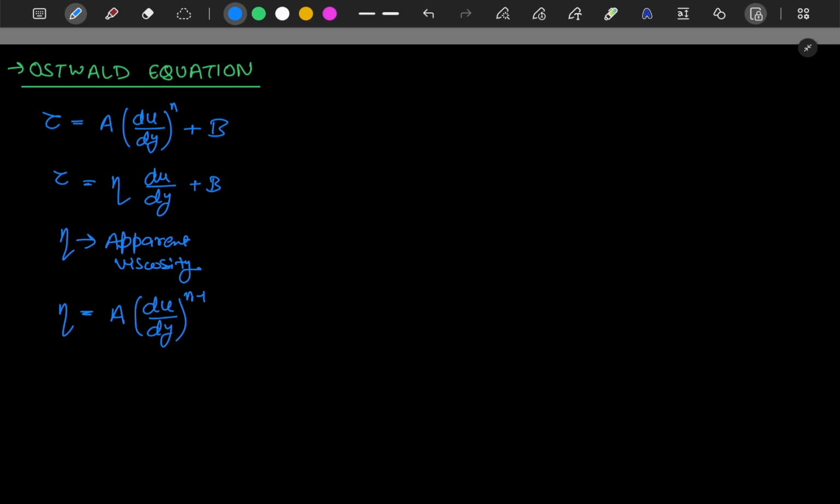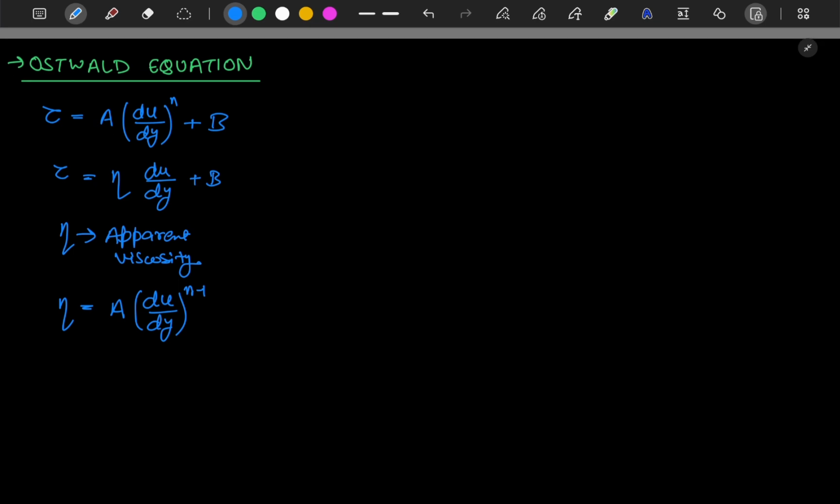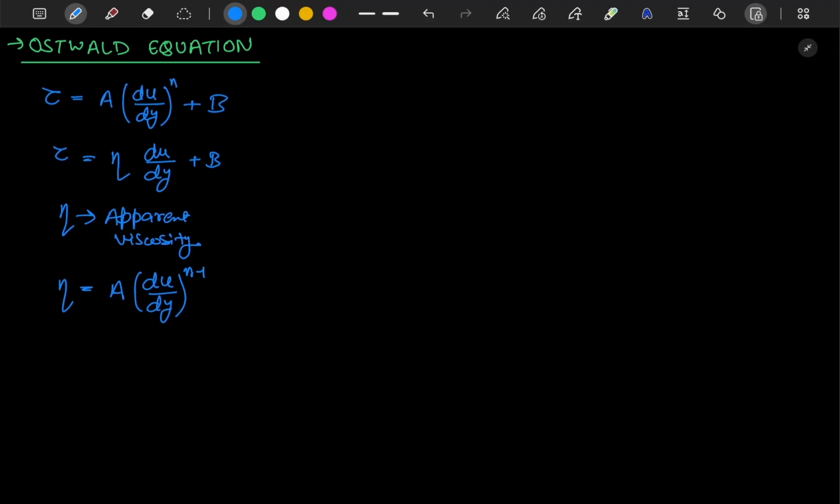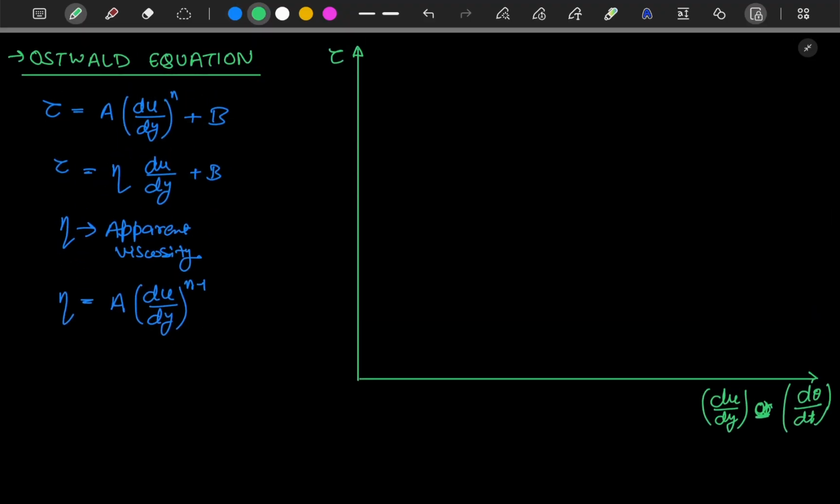So for the various fluids, if we study the behavior of the shear stress and strain rate, let me draw them here. There are different fluids as I mentioned earlier. So the first one is your Newtonian fluid, and for Newtonian fluids, your n is equal to 1.